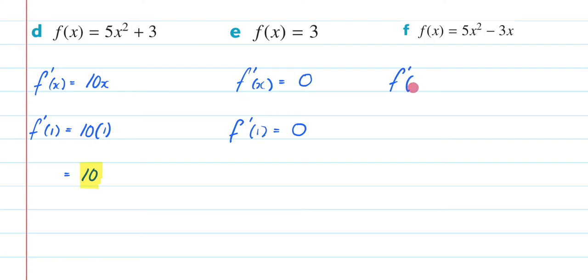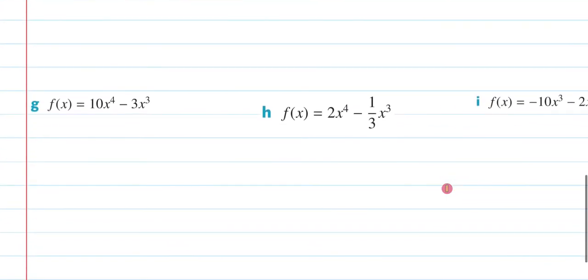Let's go on to the next one. Again, I'm differentiating. I'm going to get 2 times 5 is 10, x minus 3. Then I'm going to put 1 into my derivative. So I'm going to get 10 times 1 minus 3, which is going to be 7. And I forgot to highlight my 0.